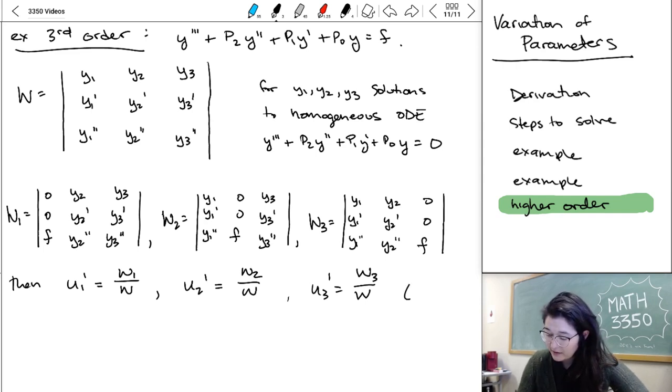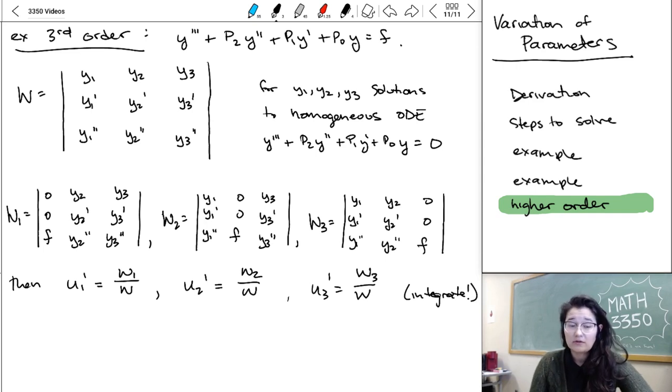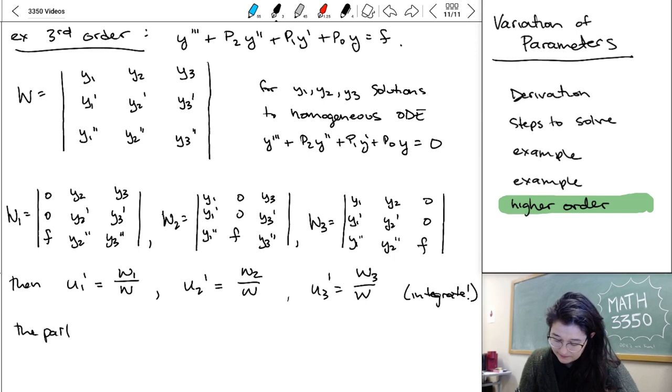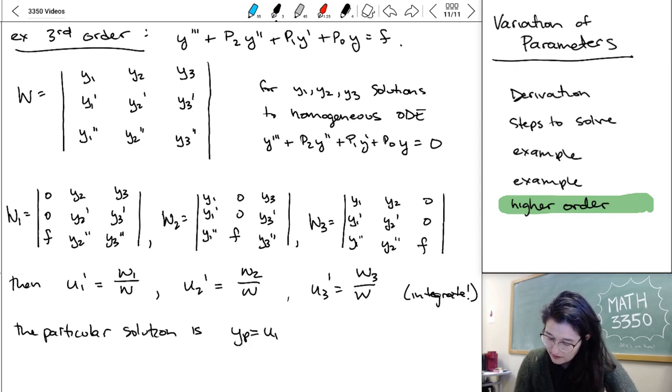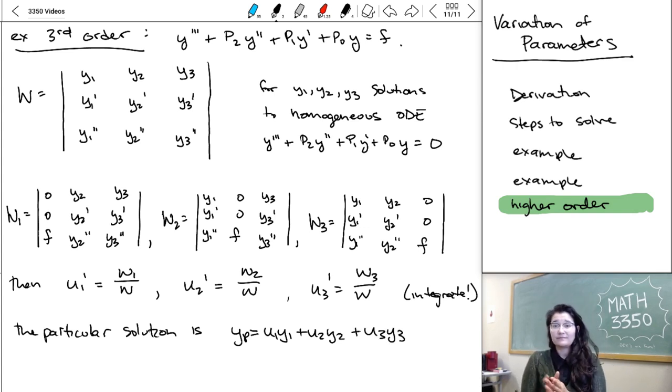And we would have to integrate those to get u1, u2, u3. But then the particular solution is going to be y sub p equal to u1 y1 plus u2 y2 plus u3 y3. So hopefully it feels really similar to the examples we were doing with only second order. There's just more functions that you have to include.